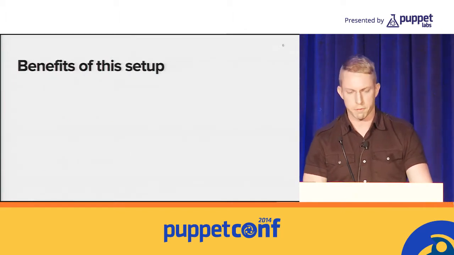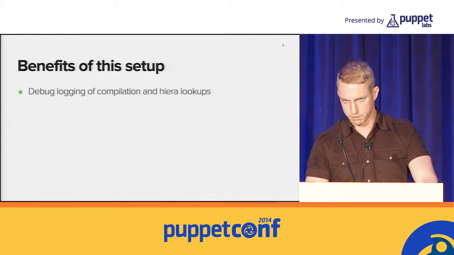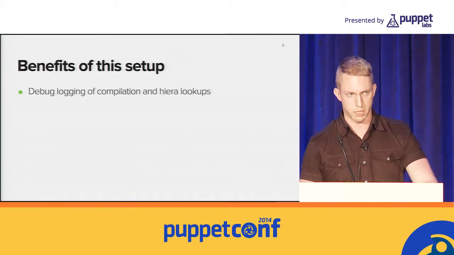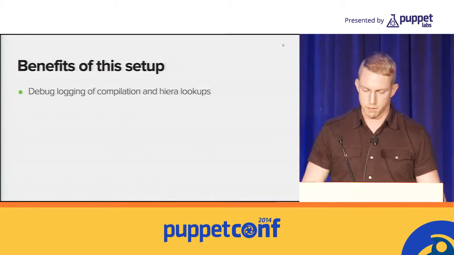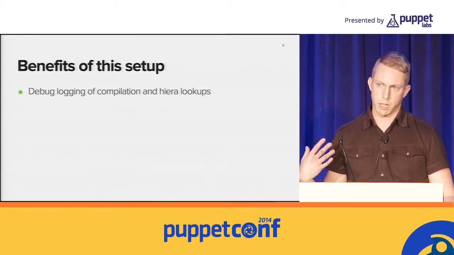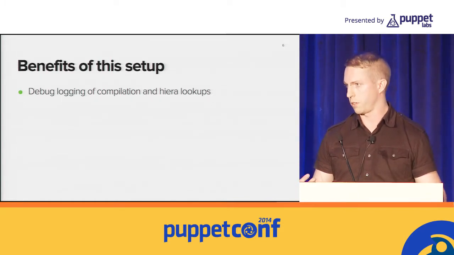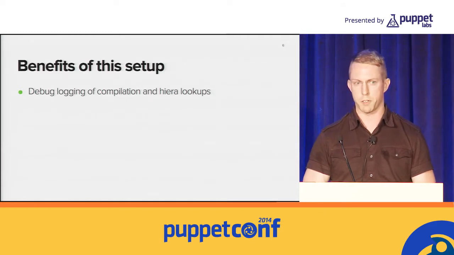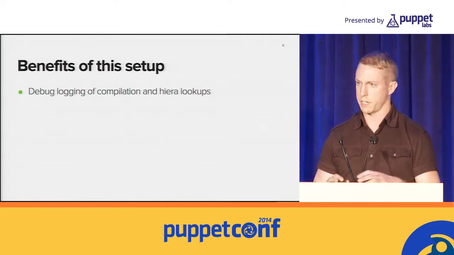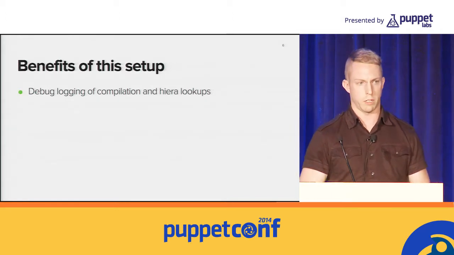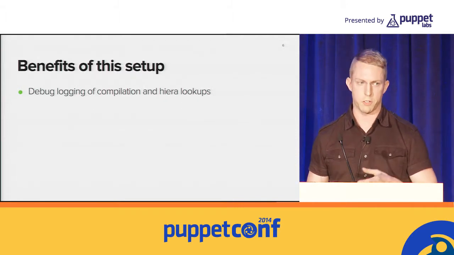So what are the benefits of this setup? Even with just the same workflow, there's some benefits we get right away with running Masterless. For example, when you do the compilation on the node, it's much easier for someone to get the debug logging from the compilation process, from all the Hiera lookups. We can just run with --debug now, and you get all the debugging output from that, not just from the application of the catalog.